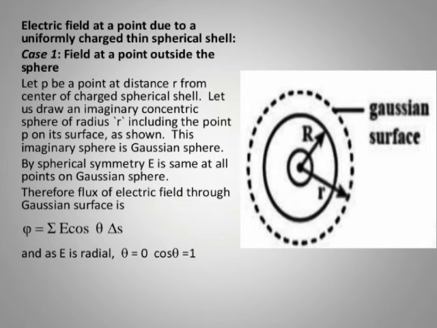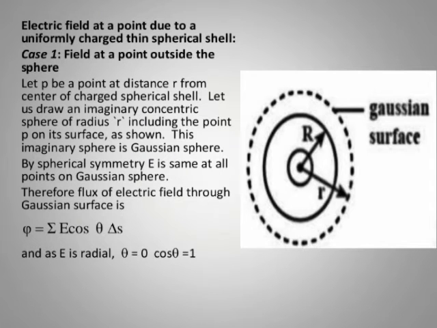So they are telling you the electric field at a point due to a uniformly charged sphere. This uniformly charged spherical shell tells you what the electric field this shell is radiating would be, with respect to your Gauss law, where you have your Gaussian surface. Now if I consider case 1, it tells you the field at a point outside the sphere.